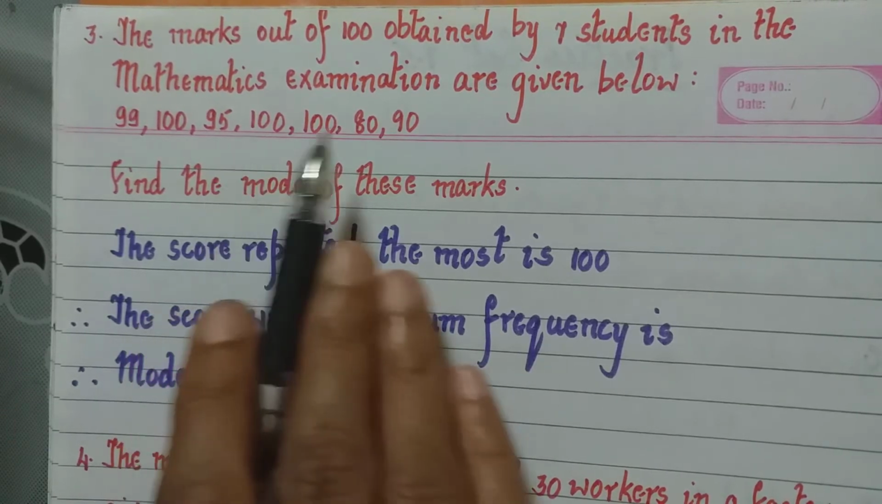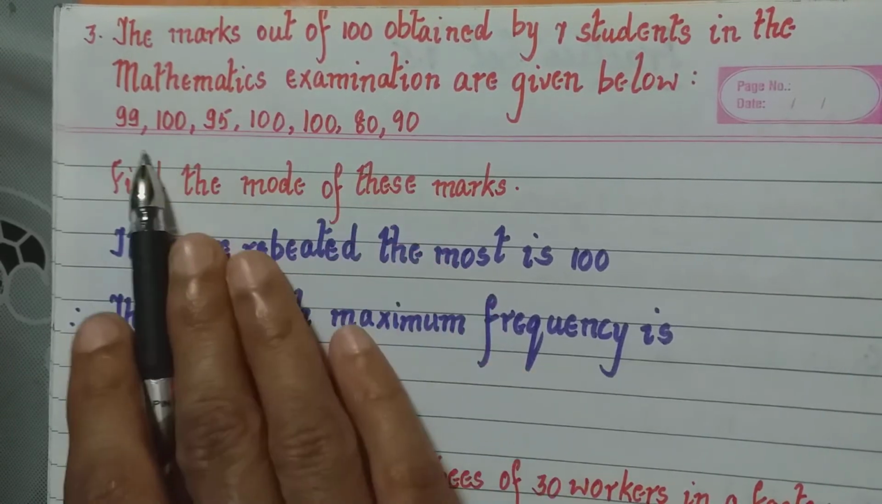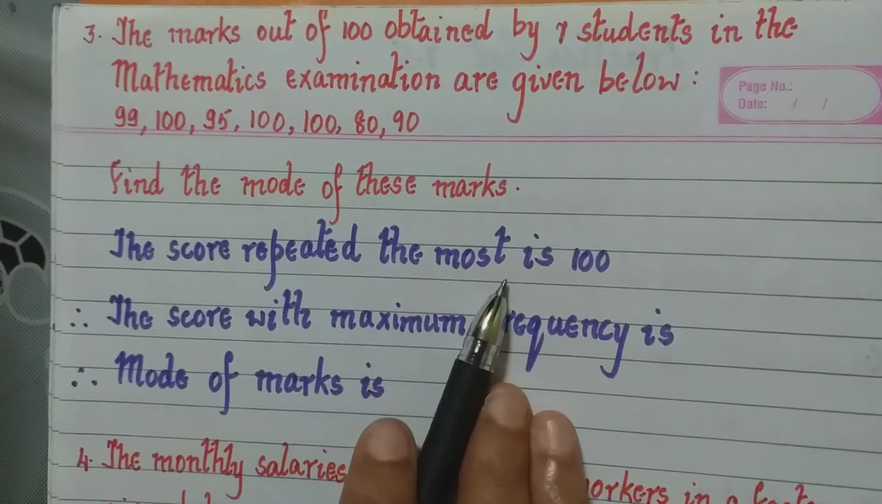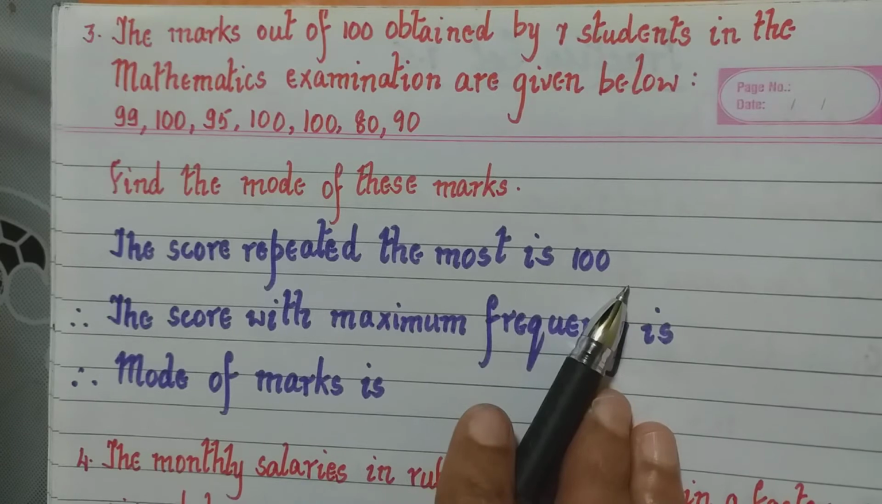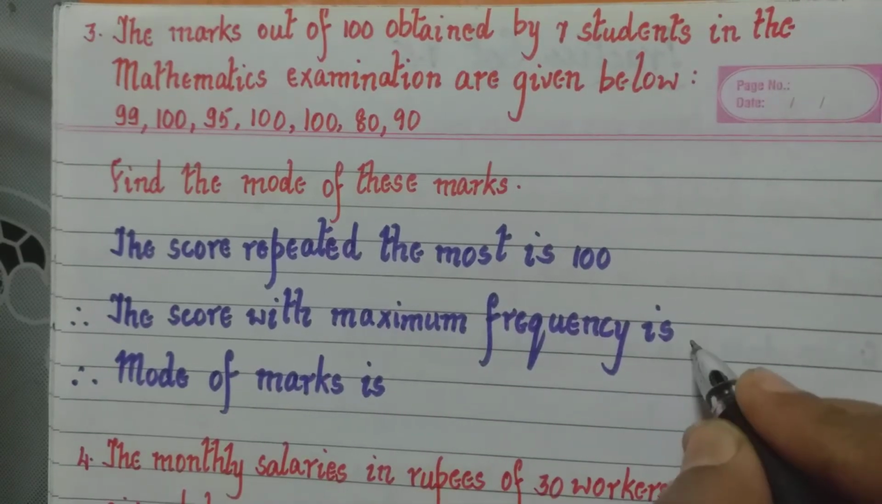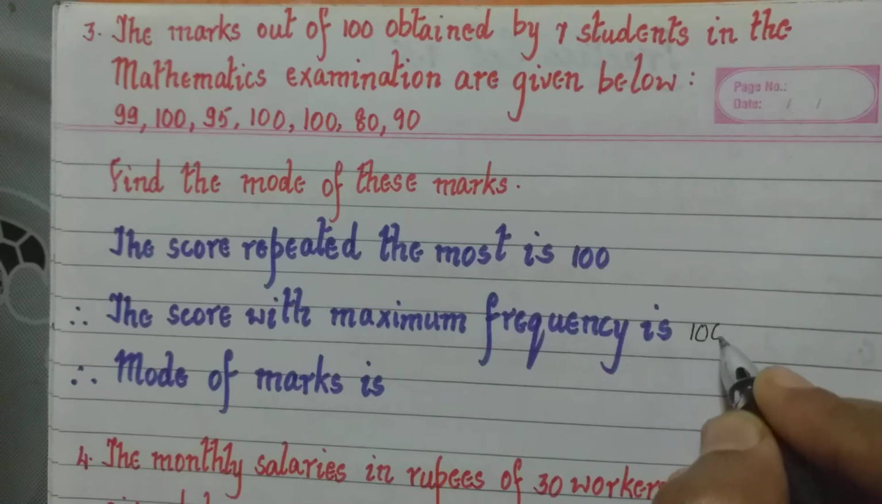And 95 once, 80 once, 90 once, even 99 is one. Only 100 is repeated 3 times. The score repeated the most is 100. Therefore the score with maximum frequency is 100.